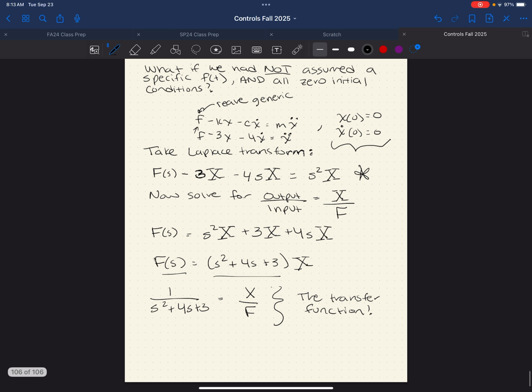And in fact, if we were going to write our system in block diagram form, we would take that transfer function and plug it into our plant or system block. So our input here is F, our output here is big X of s, and our transfer function G goes in this block here: 1 over s squared plus 4s plus 3. All right. So that, friends, is how we solve for the transfer function of a system.